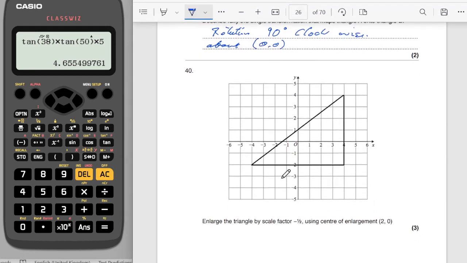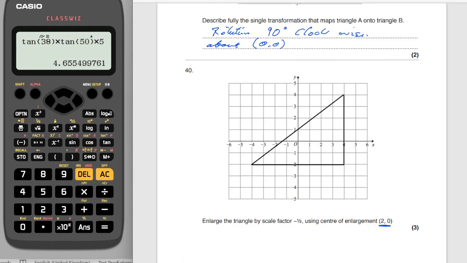Okay then, question 40. Enlarge triangle by a scale factor of -1/2 using a centre of enlargement of 2, 0. So first important part is to mark on the point of enlargement. So 2, 0 is going to be that point there.